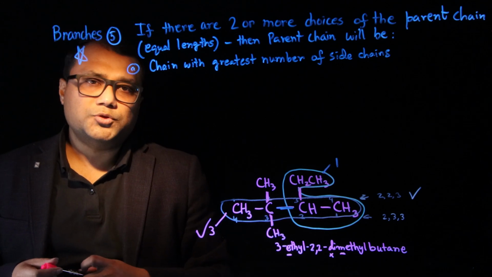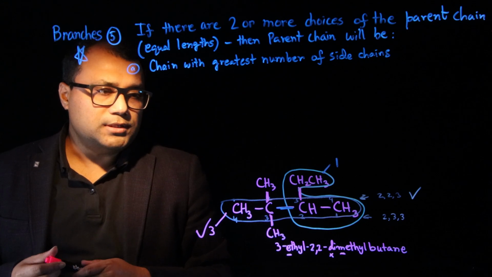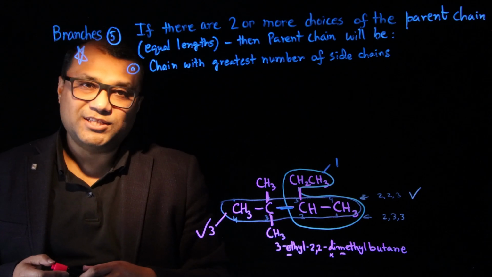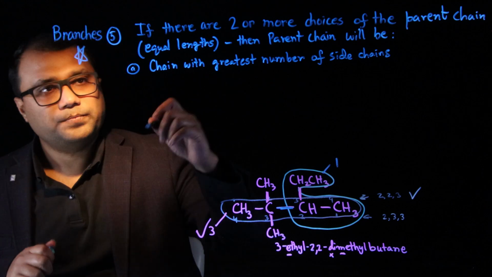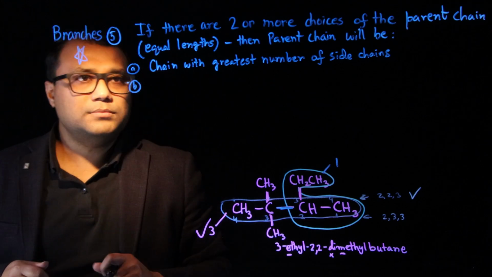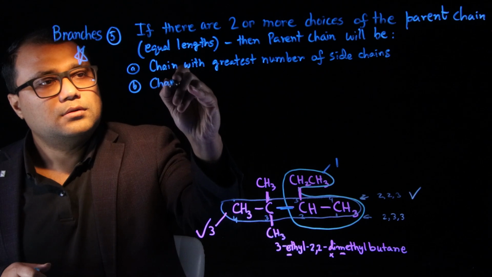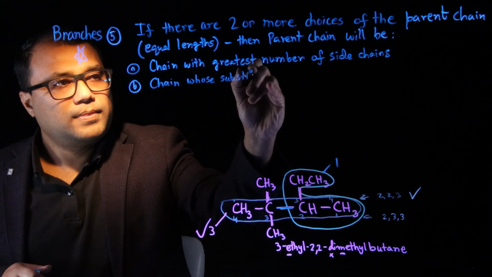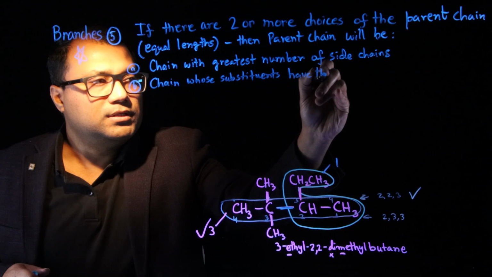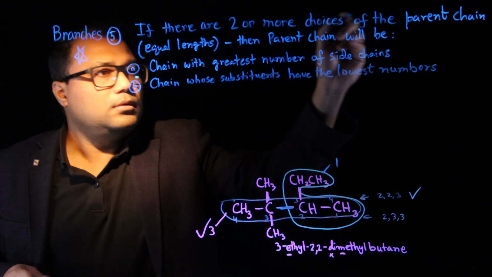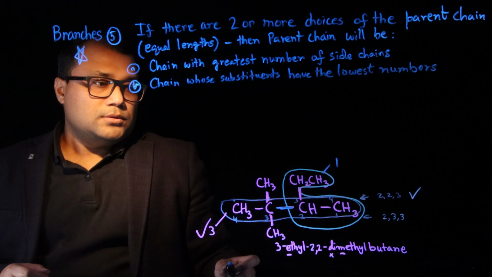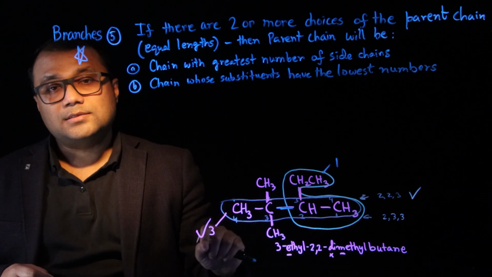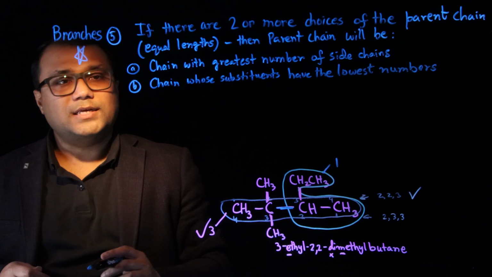Still, sometimes there could be situations where the structure is such that two choices have equal number of side chains even. Okay, in that case, what do you do? So then another rule comes in here. Chain whose substituents have the lowest numbers. So we'll number both those chains and see which chain has substituents with the lowest numbers. So that's the correct chain.